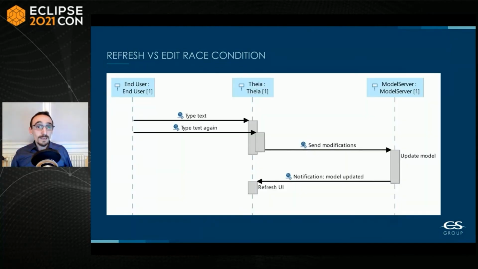Now what really happens is that you start typing text, you type text again, there's a debounce, so the two events are batched and a single modification is sent. That's fine. That updates the model on the model server backend. The backend tells us that the model was updated, and we refresh the UI on the Theia frontend. Now, the problem occurs when you start typing text and sending modification events in between, because you have conflicting modification events and notifications.